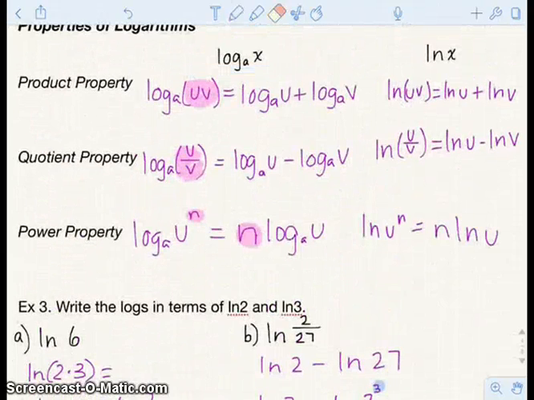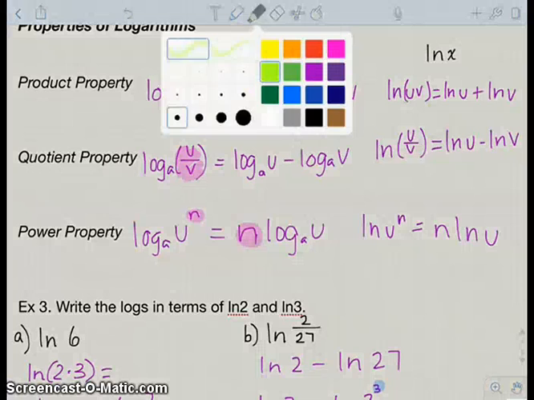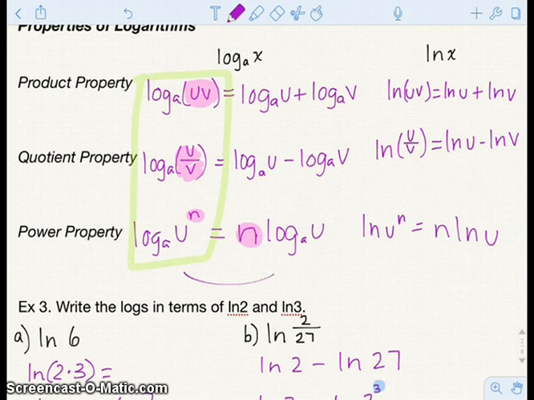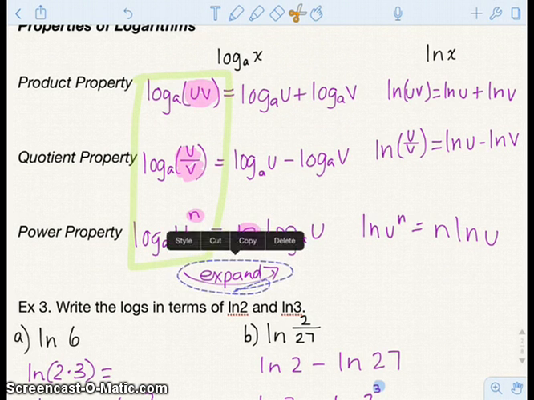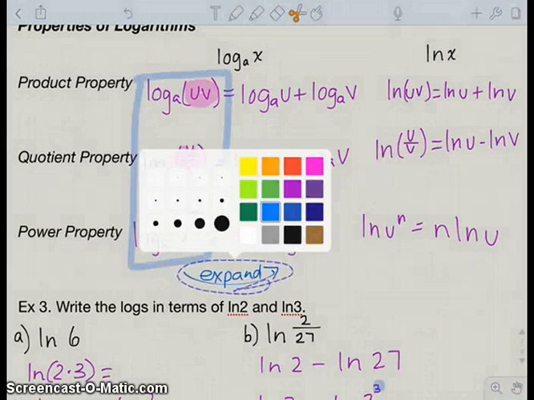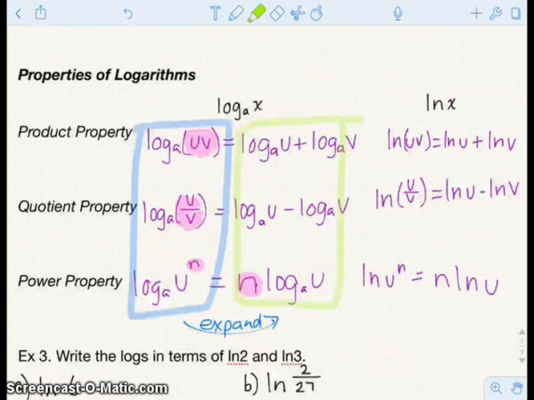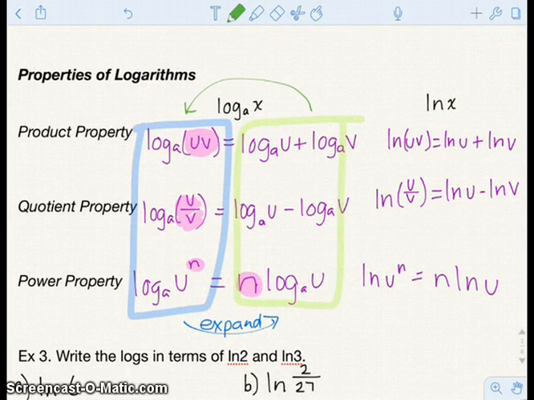So if I was going to expand, I would be starting with these and I would move this way. So this would be expanding. And then if I was moving the other direction, that would be where I would condense. So if I was going to condense, it would be starting over here and going the other way. So this would be the direction I would go if I was going to condense logs.